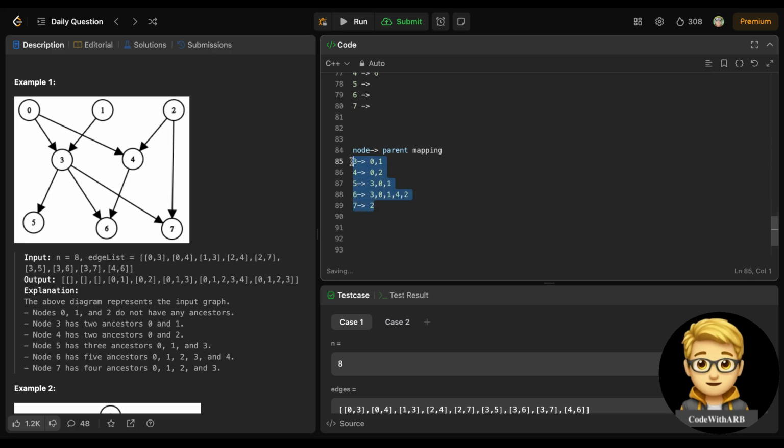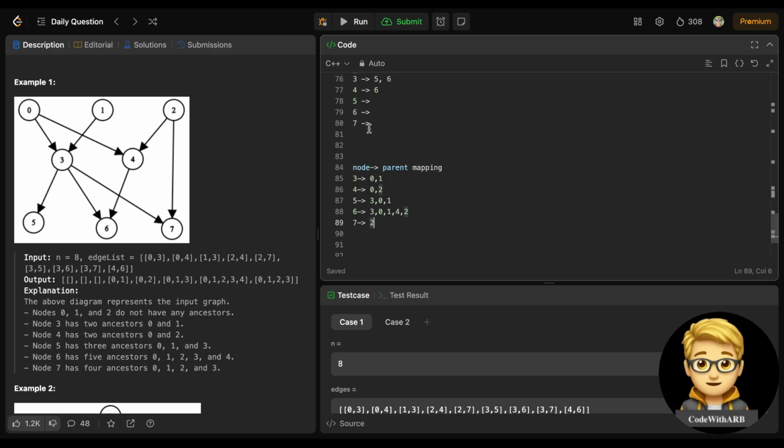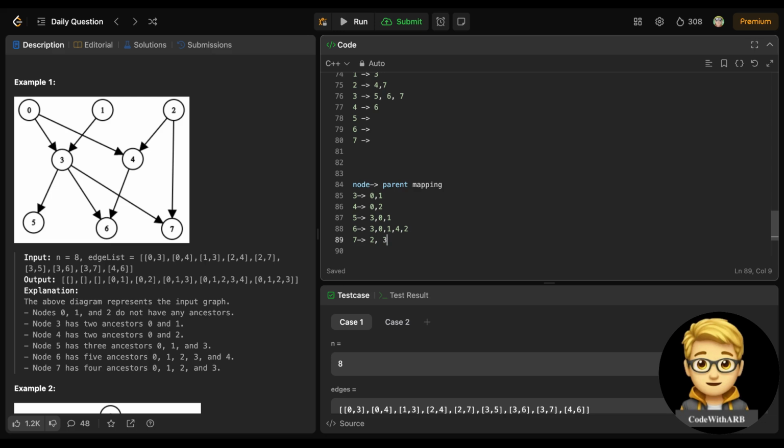Okay, sorry. One thing I missed. For 3 there is also a child, 7. In this 3, this 7 is also a child, right? I missed this 7. 7 is also a child of 3. So I will need to include 3 as a parent. Also I need to check that 3 has parents 0 and 1, so I also need to include those, right?